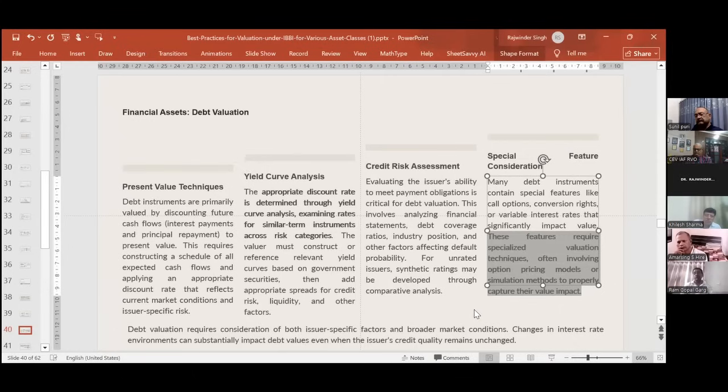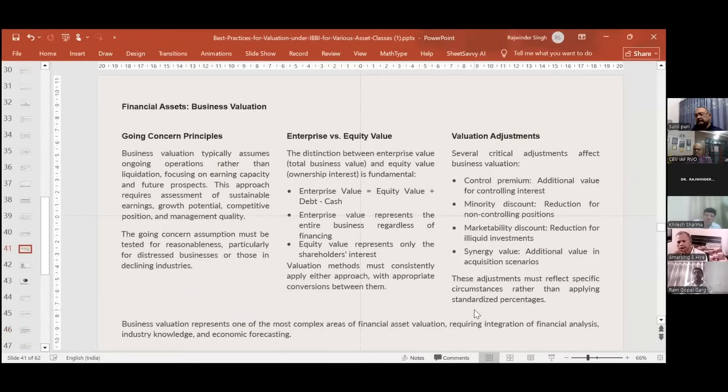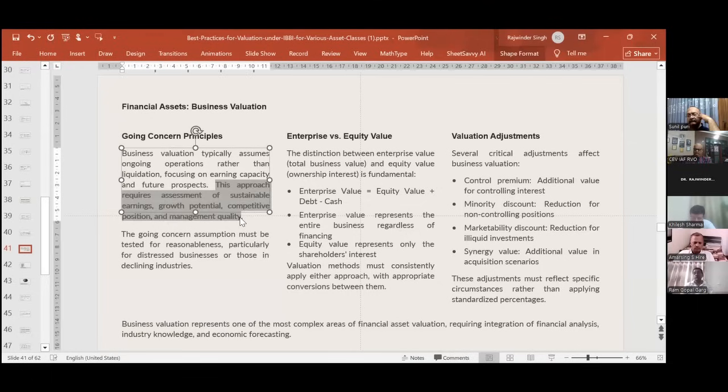Now we will discuss the procedures for business valuation. First procedure is the going concern principle. Business valuation typically assumes ongoing operations rather than liquidation, focusing on earning capacity and future prospects. This approach requires assessment of sustainable earnings, growth potential, competitive position, and management quality. The going concern assumption must be tested for reasonableness, particularly for distressed businesses or those in declining industries.